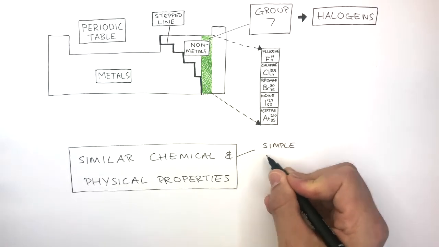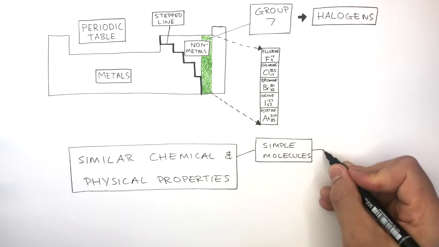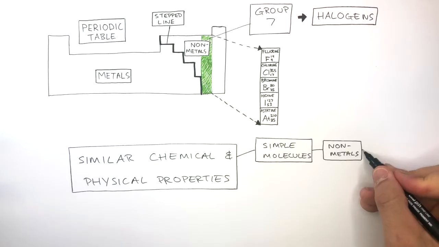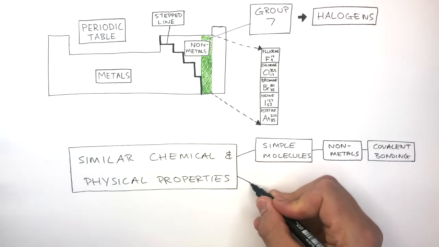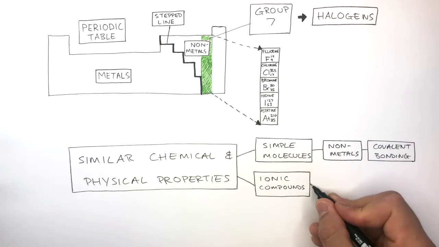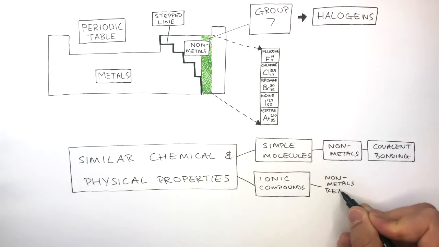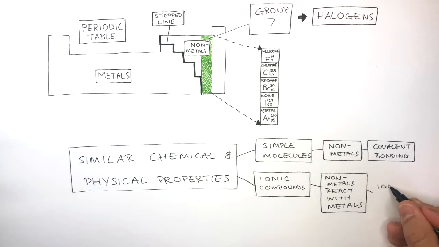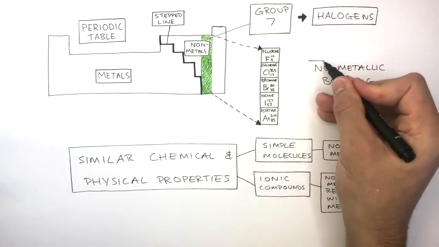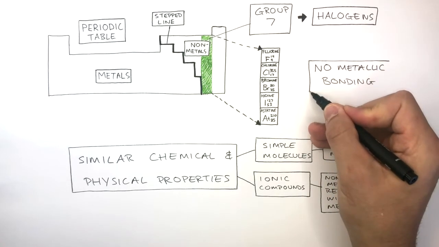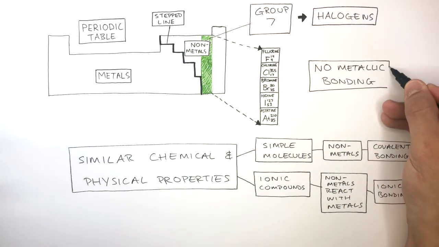If they form simple molecules, then they will bond with other nonmetals where there will be covalent bonds between the atoms. Whereas if they form ionic compounds, the group 7 nonmetals will react with metals and there will be ionic bonds between the ions in the compounds. And because halogens are nonmetals, they will not form metallic bonding with any atoms. Metallic bonding only takes place between metal atoms.